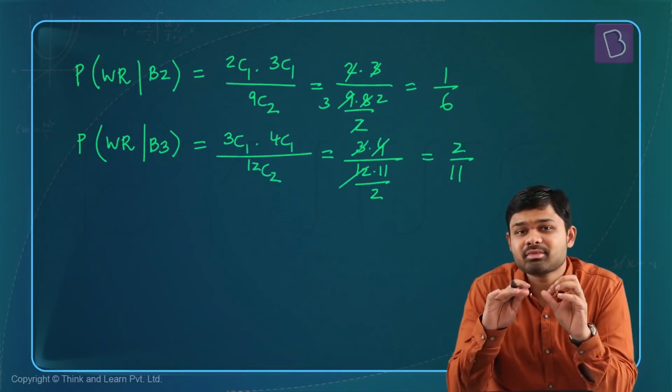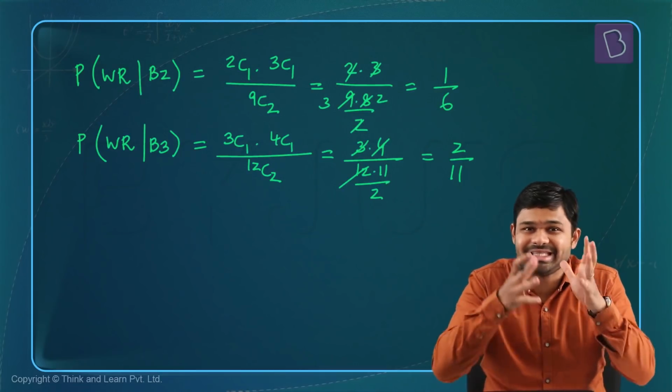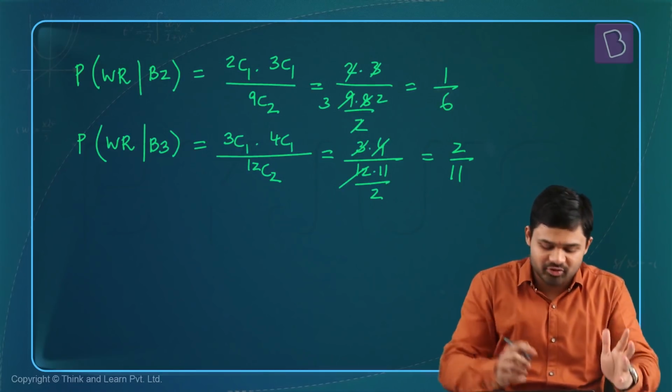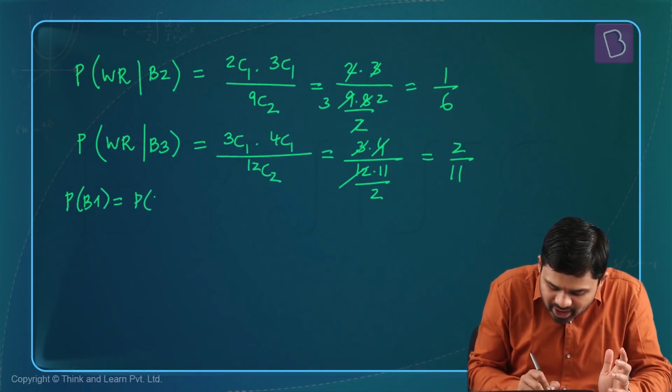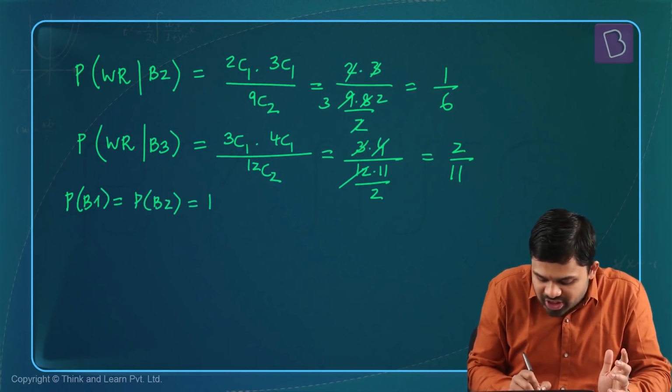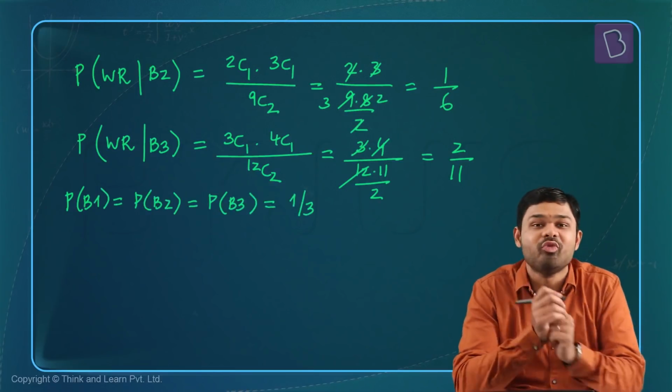Now, what is the probability of randomly choosing a box? We have 3 boxes and it's equally likely that you might choose any one of the boxes. So the probability of choosing box 1 is equal to the probability of choosing box 2, which is equal to the probability of choosing box 3, and that is equal to 1 over 3.